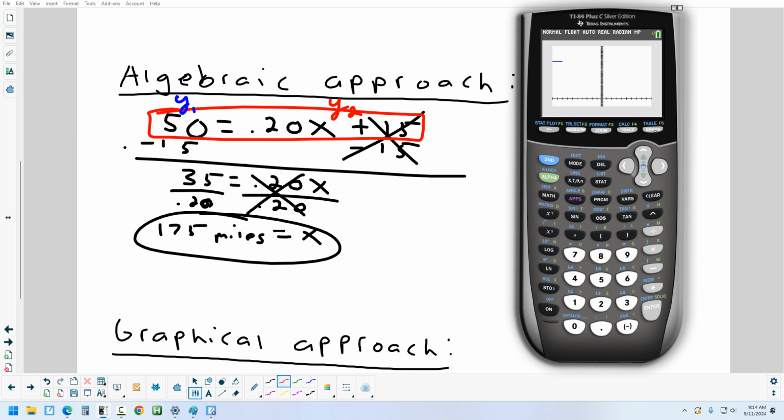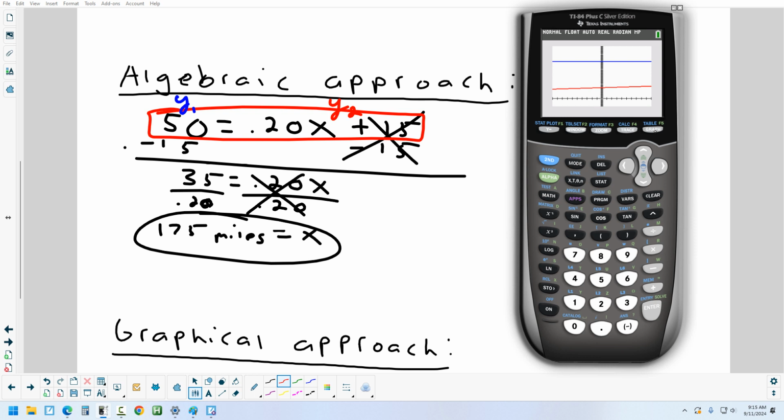Let's hit graph. Okay, here's our line at 50. And there's our line that has a y-intercept of 15. And the number in front of x is 0.2. Does anyone remember what you call that number in front of x? It's the slope. So 0.2 is not a very steep slope. So this line's going up very slowly. Okay, I'm looking for where these lines do what? Where they intersect. Okay, I can't see it on the screen.